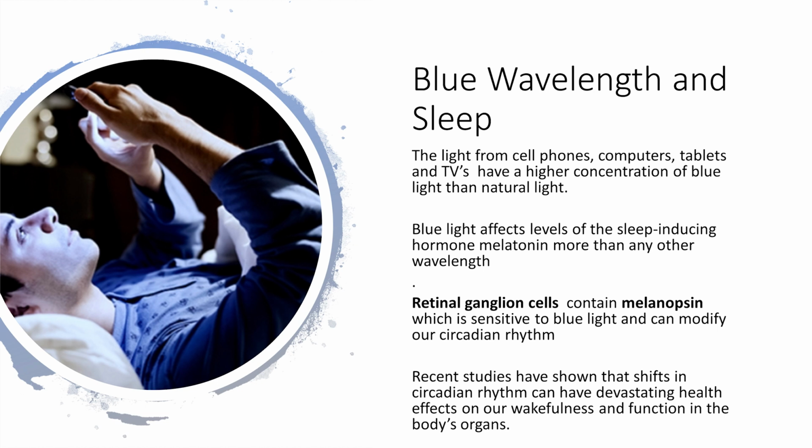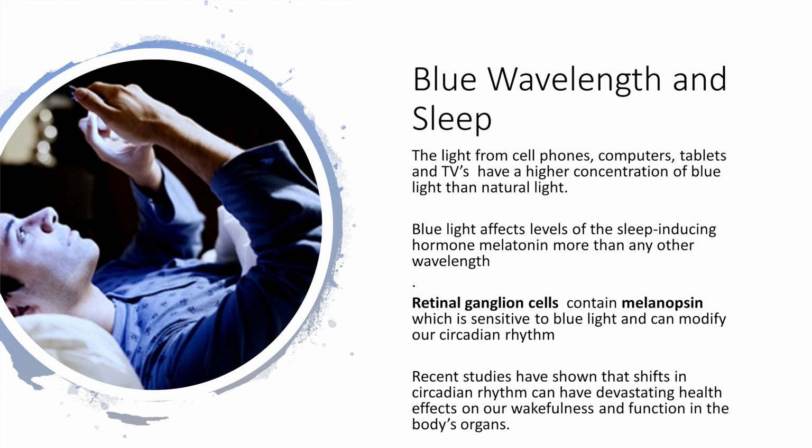Now let's talk about some of the dangers of blue light. As you may have noticed from the new trend of blue light glasses, blue light can have detrimental health effects. The light from cell phones, computer screens, and televisions have a higher concentration of blue light than natural light does. Blue light affects the production of melatonin, which is an essential sleep-regulating hormone. This is because retinal ganglion cells contain melanopsin, which is a photosensitive pigment that helps to regulate the circadian rhythm by communicating directly with the suprachiasmatic nucleus, which is often referred to as the body's clock.